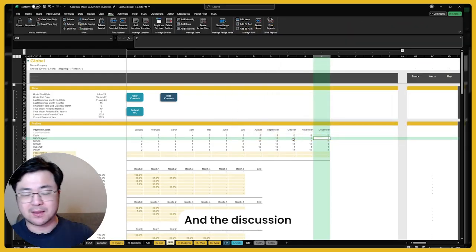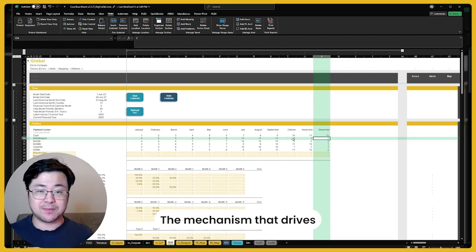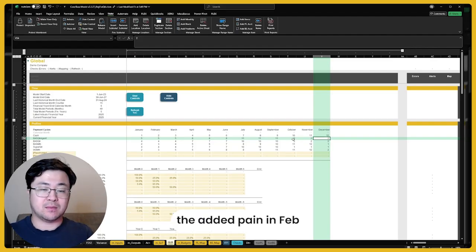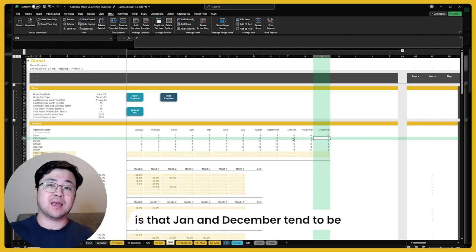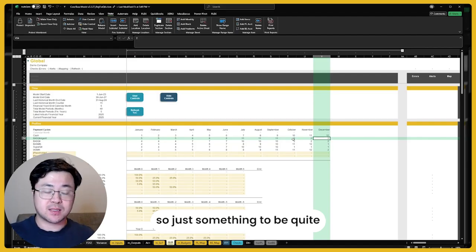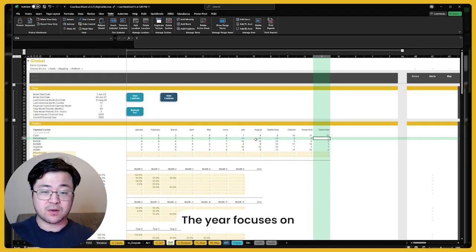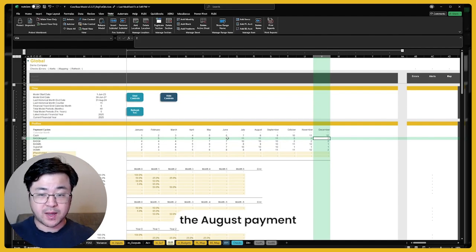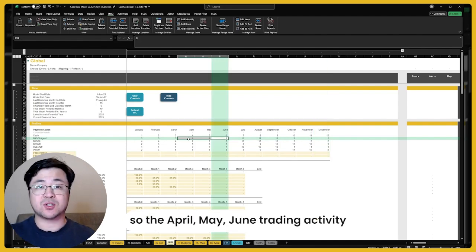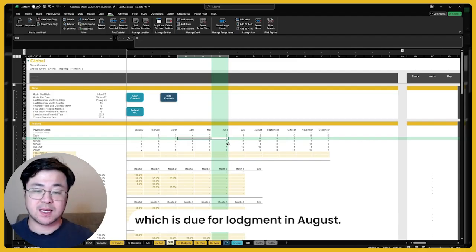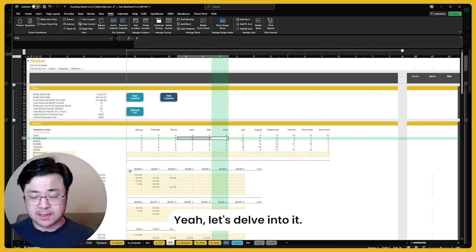Now, the topic and the discussion is actually exactly the same. The mechanisms that drive the scariness are actually very similar. The added pain in February is that January and December tend to be somewhat low trade months, so just something to be quite aware of. The year focuses on the August payment, so the April, May, June trading activity, which is due for lodgement in August. Yeah, let's delve into it.